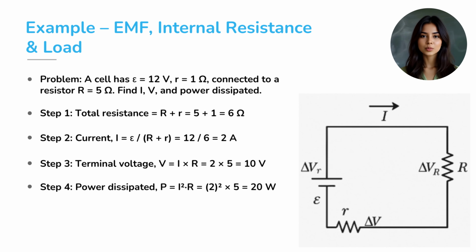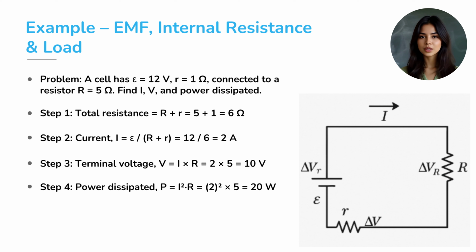Let's put all this into practice with a numerical example. Problem: a cell has an EMF of 12 volts, internal resistance of 1 ohm, and it is connected to a 5 ohm resistor. What are the current, terminal voltage, and power dissipated? Step 1. Total resistance equals R plus r, that's 5 plus 1, which equals 6 ohms. Step 2. Current, I, equals epsilon divided by total resistance. So, I is equal to 12 volts divided by 6 ohms is equal to 2 amperes.